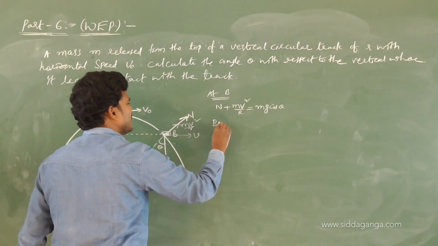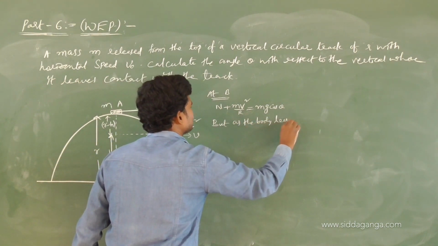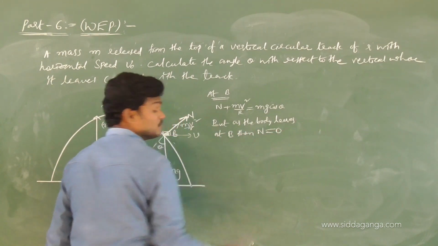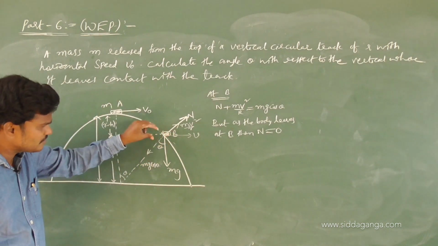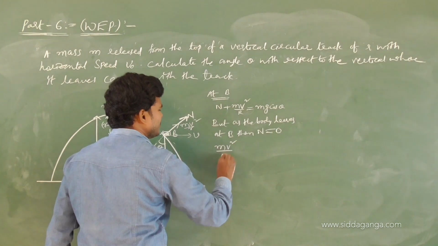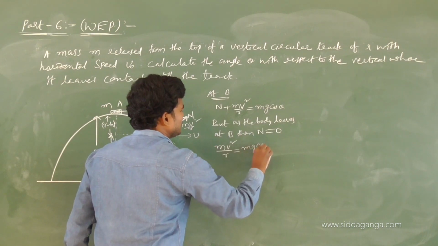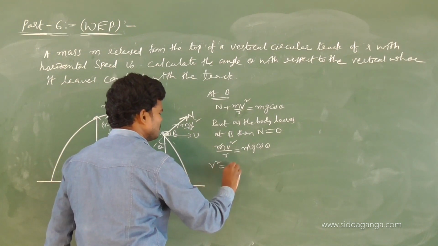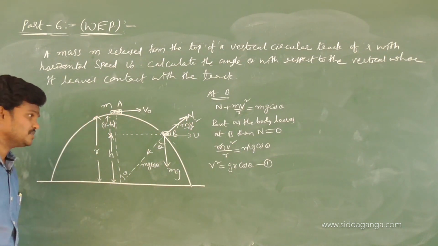But as the body leaves at B, then normal contact is 0. As the body is leaving, there is no contact here. If the body leaves, the normal reaction will be 0. So normal reaction 0 means mv square by r is equal to mg cos theta. So then what is v square? V square is equal to gr cos theta. Keep this as equation number 1.